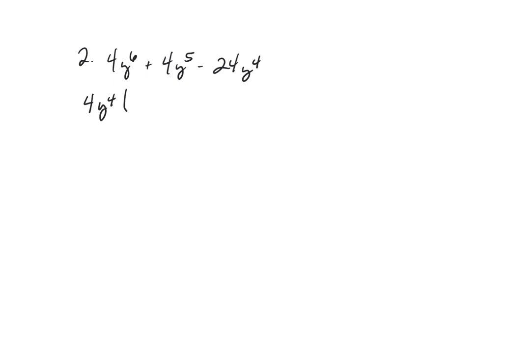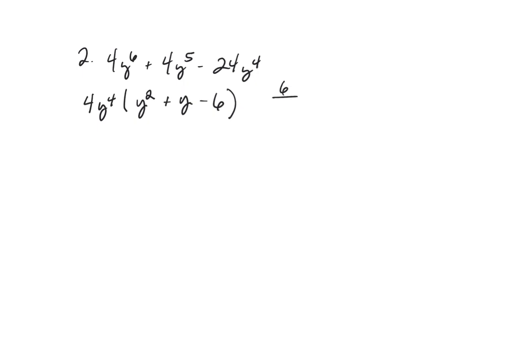So 4y to the 6th divided by 4y to the 4th, subtracting my exponents, leaves me with the y squared. 4y to the 5th divided by 4y to the 4th, subtracting exponents, leaves me with a y. Negative 24y to the 4th. Negative 24 divided by 4 is negative 6, and my y to the 4ths cancel. Now, this is a case 4 on our note-taking guide.